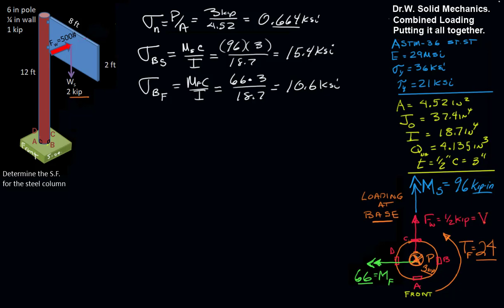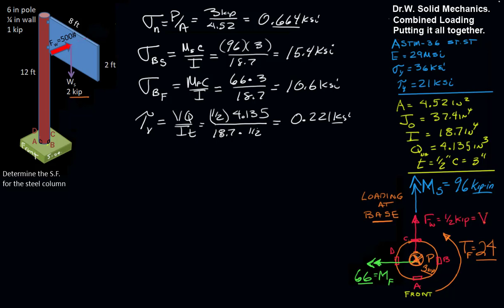And now the shear stresses, we can do tau due to the shearing force V, which we know is VQ on I t. And our V was 1/2 of a kip. Q is 4.135. I is 18.7. And t we know is 1/2 of an inch. From that we get 0.221 KSI, a very small shear.